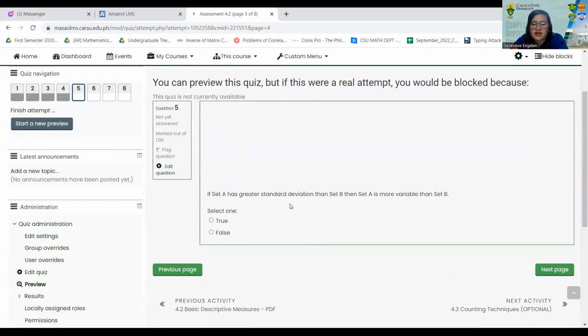If set A has greater standard deviation than set B, then set A is more variable than set B. So more variable means mas katag. Okay, so if A has greater standard deviation than set B, then A is more variable than set B. So that is true. Mas katag si A kay mas dako man daw siya og standard deviation.